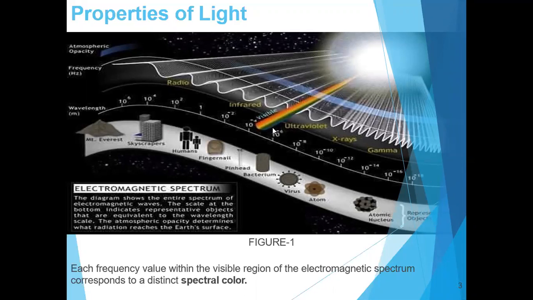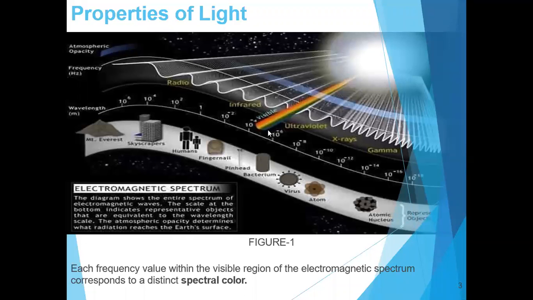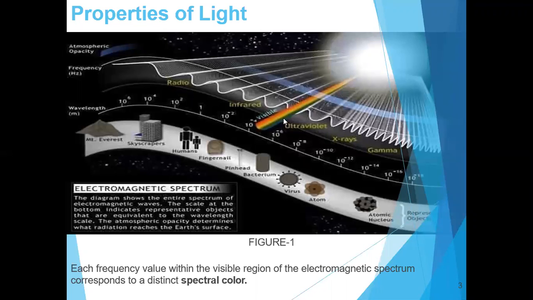In this electromagnetic spectrum we also have one portion of waves which is called visible light. It is an electromagnetic radiation within a portion of the electromagnetic spectrum. So inside the electromagnetic spectrum we also have light, called visible light, which can be perceived by the human eye. That means it can be seen by the human eye.